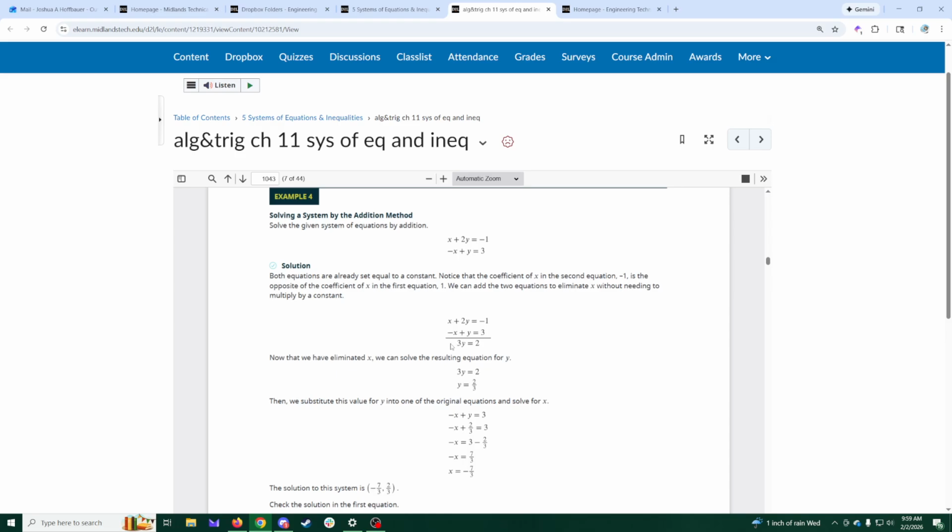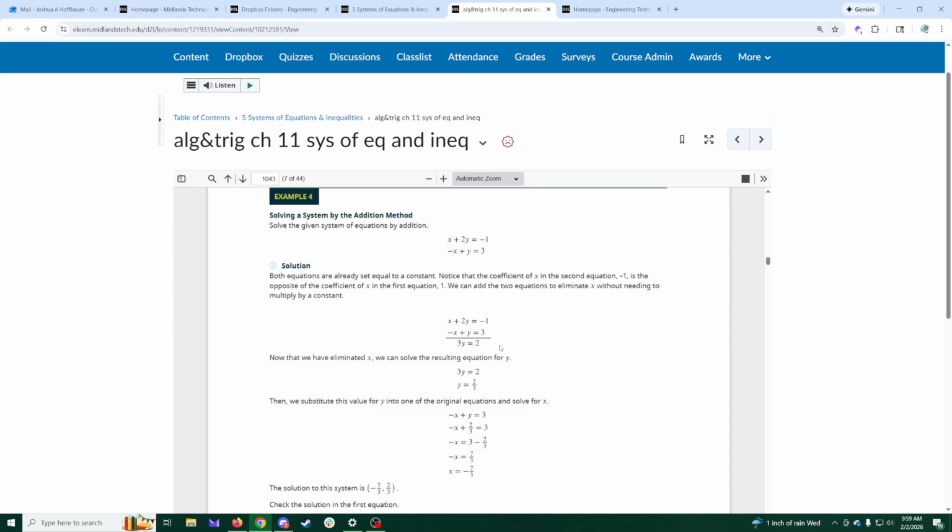X minus x is 0, and 2y plus y is 3y. Then on the right side, negative 1 plus 3 is 2. So we have combined our 2 equations to create this third equation, 3y equals 2. And the reason we did that is we now have a third equation with only one variable in it. It's just 3y equals 2.